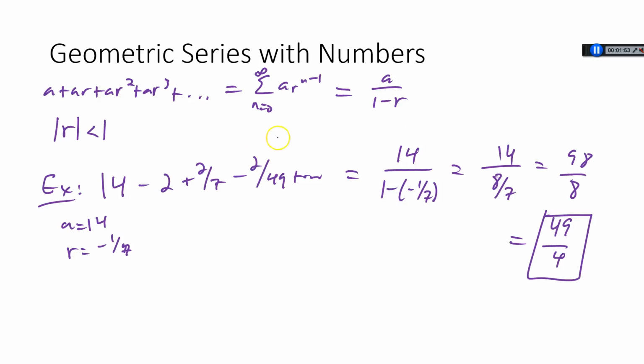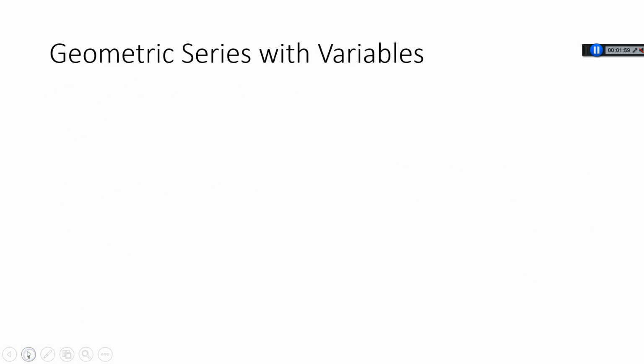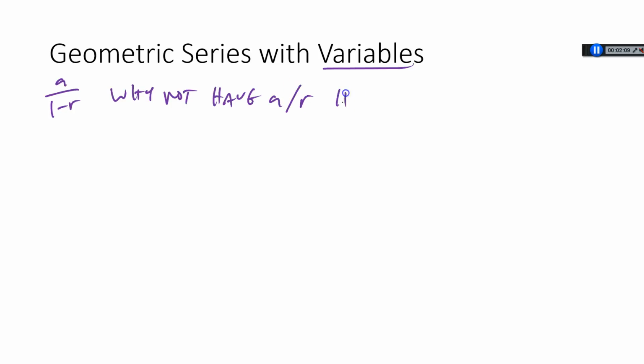Cool. Okay, so numbers, not bad. We knew this formula. We learned that probably back in middle school sometime, and we just add them all together, put it into the formula, that's it. So then we said, okay, well, how about if we do this with variables? So the whole point is a over 1 minus r. Why not have a or r have an x? And you guys say, well, because that makes it more complicated. Okay, maybe, but it's really still not that bad.